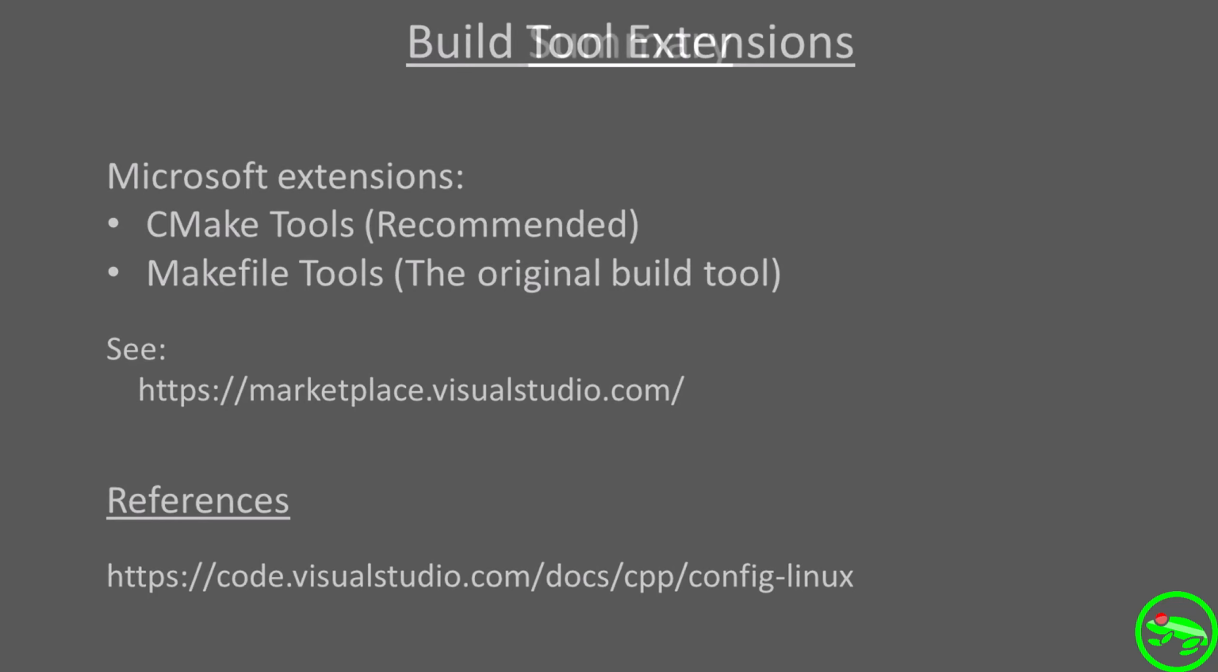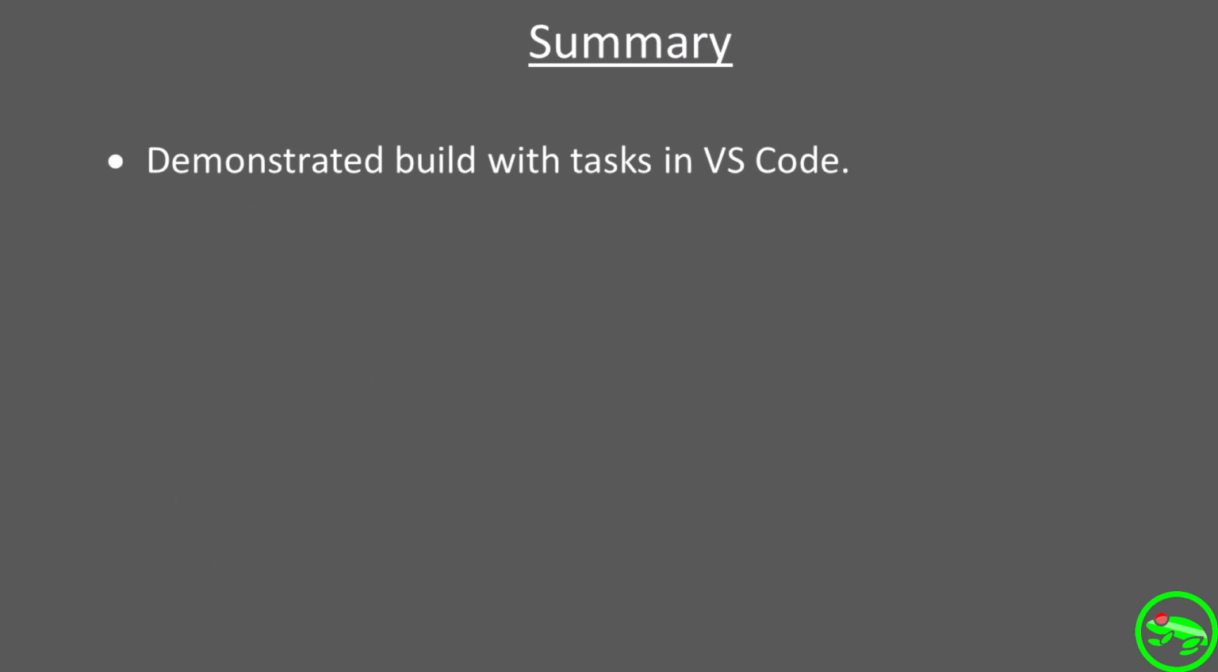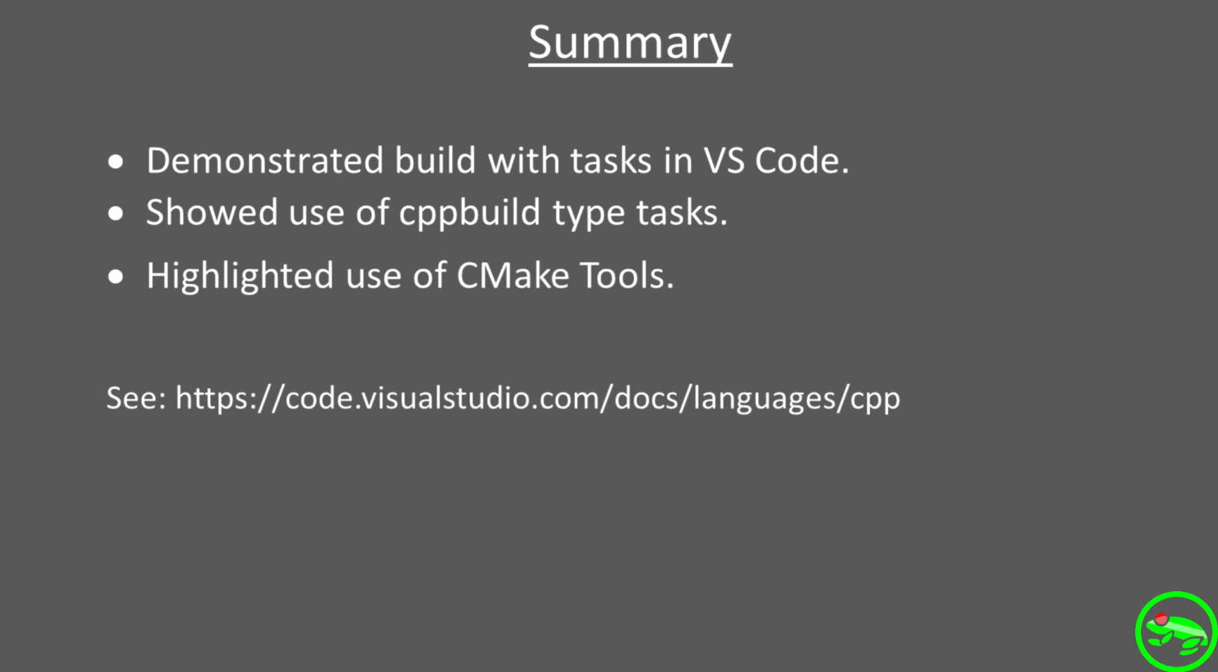So, here's a summary of what we have done. We've demonstrated that without a build tool, building projects in VS Code is possible, but cumbersome. We've explored the use of cppbuild type tasks, and finally, we have highlighted the recommended C++ extension pack, CMake Tools.